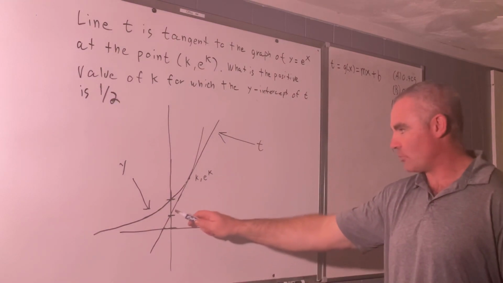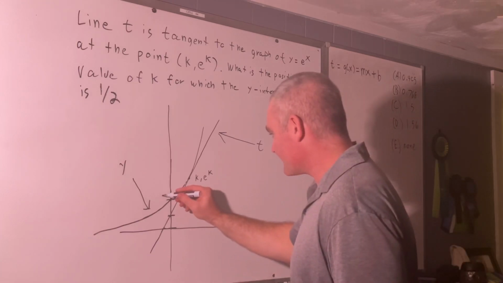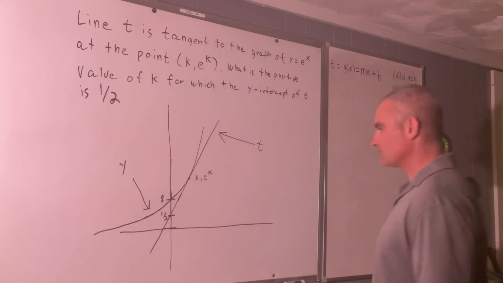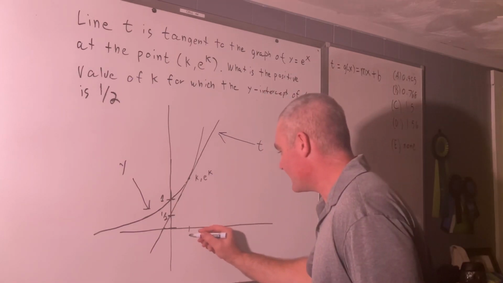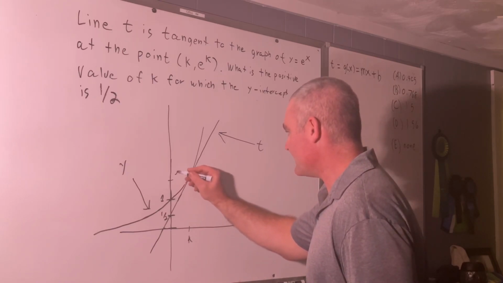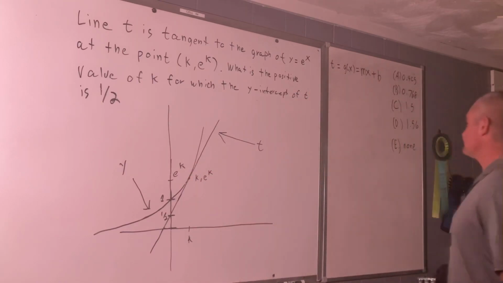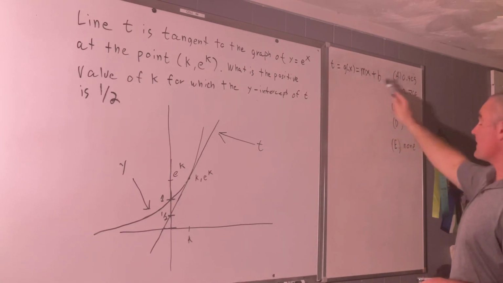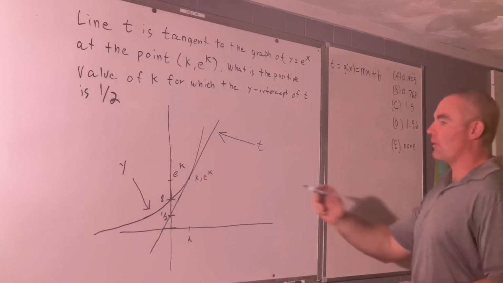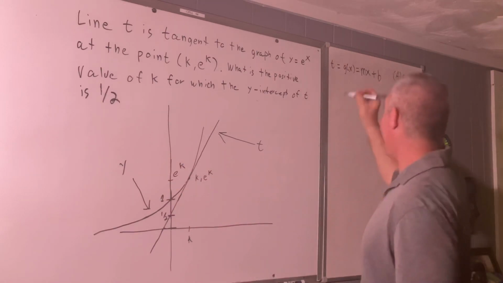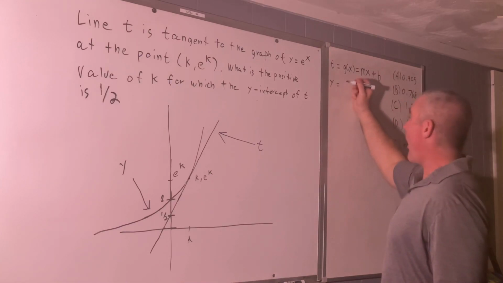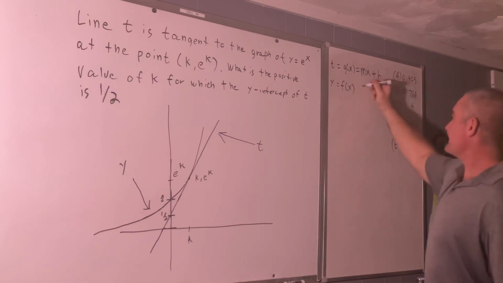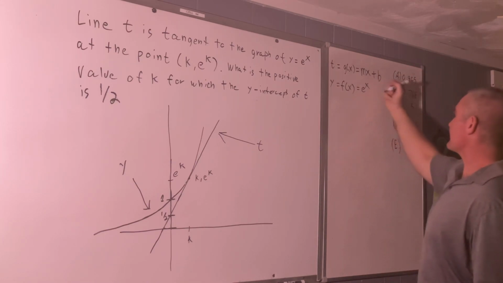It intersects it at the point 1/2. I should have labeled that. This is the point 1, and this is 1/2. And this is the point k, and this is the point e to the k. All right, so we know this about t. We know it's going to be in this form. Well, we also know that there is this function y, which is also a function of x. We'll call that one f of x, like normal, and it's equal to e to the x.